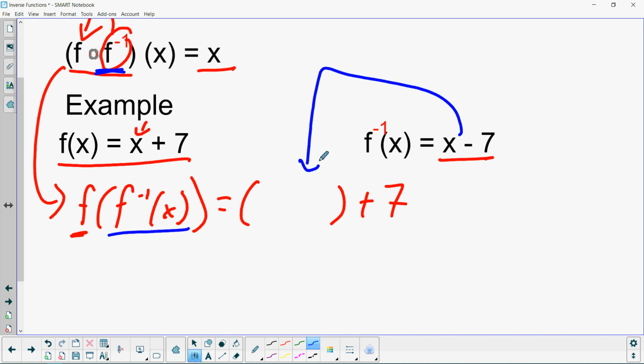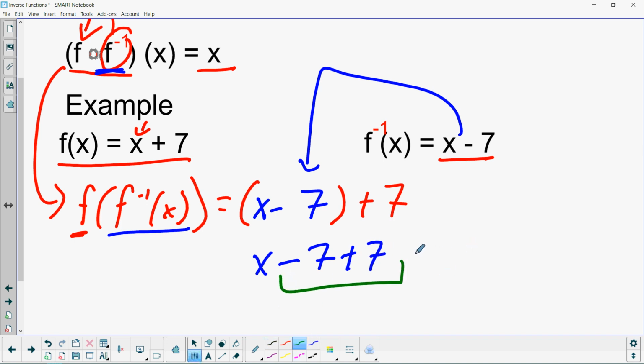Now we need to simplify this. These parentheses aren't doing anything. There's no coefficient here that we need to distribute in. There's no dividing that means I have to do it to both of these. These parentheses are just for decoration. So we could treat this like x minus 7 plus 7. And then we combine our like terms. -7 plus 7 is 0. So these cancel out, and you're left with just x.